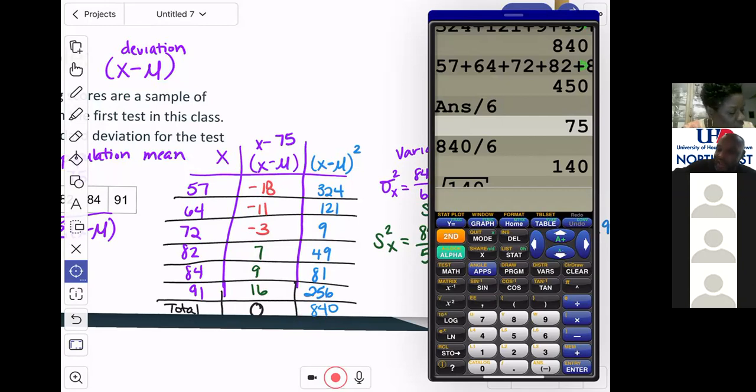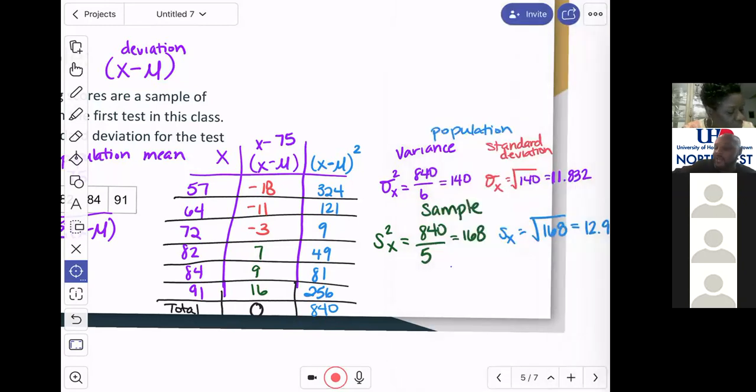And then from there, depending on what you're finding, if you're finding the population, you take 840 and divide it by the total number you have, which is 6. Most of the time, though, you're finding the sample. So you're going to take 840 and divide it by 1 less than whatever your sample size is. So my sample size here is 6. I'm going to divide it by 1 less, which is 5. This squared term is the variance. And we can get the standard deviation by taking the square root of either one of those.